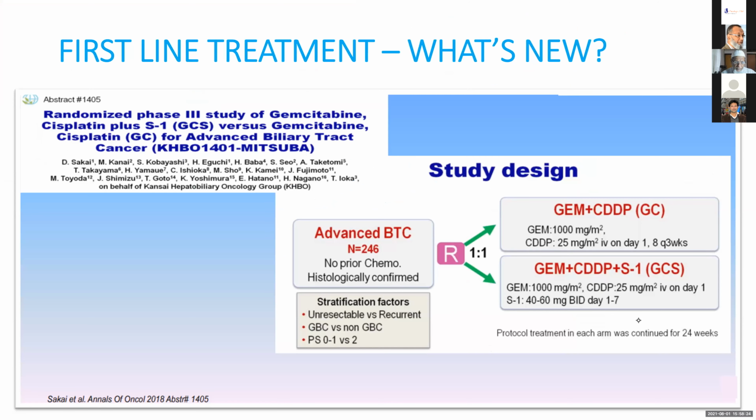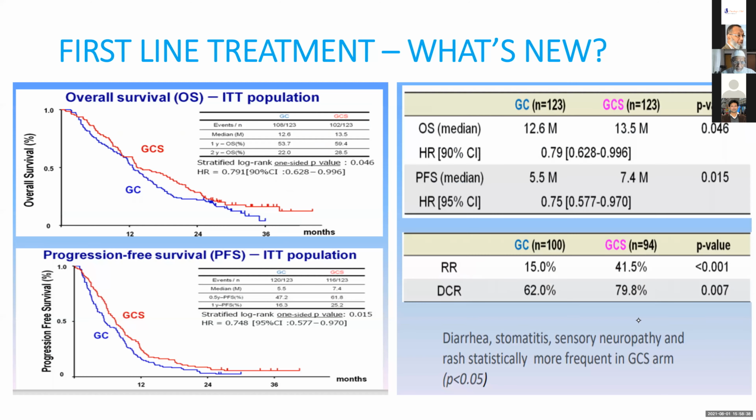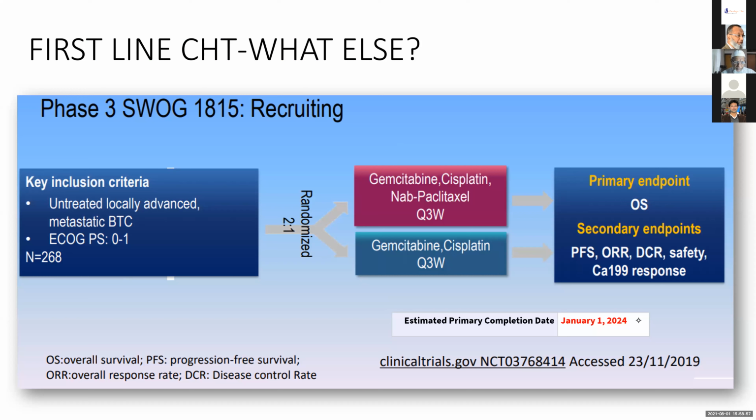So what are the other options for first-line treatment? There is ongoing data comparing the combination of S-1 along with gemcitabine and cisplatin, and it shows no significant improvement with the triple combination. The overall survival is 13.5 months, whereas with gemcitabine and cisplatin it is 12.6 months, and there is also no significant improvement in progression-free survival. So another option is a trial recruiting right now.